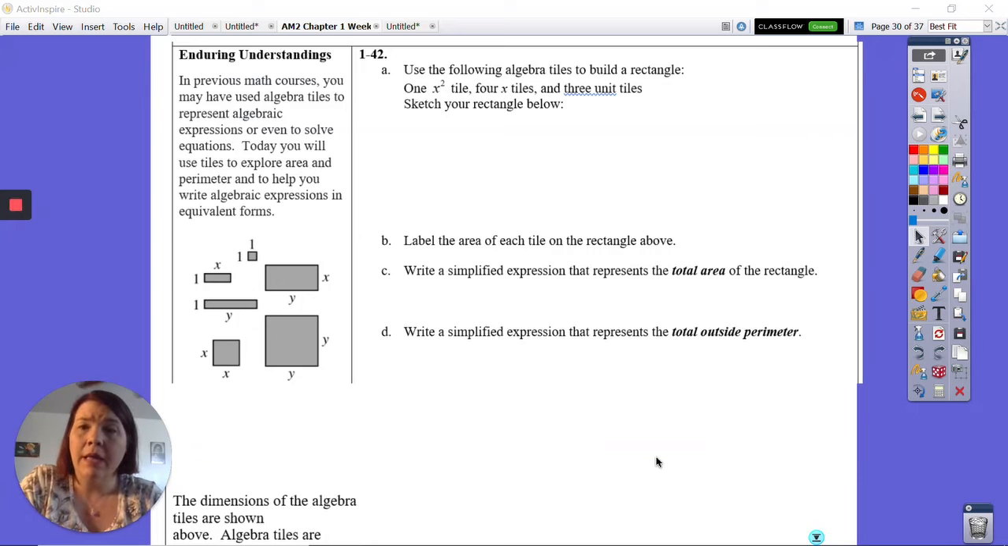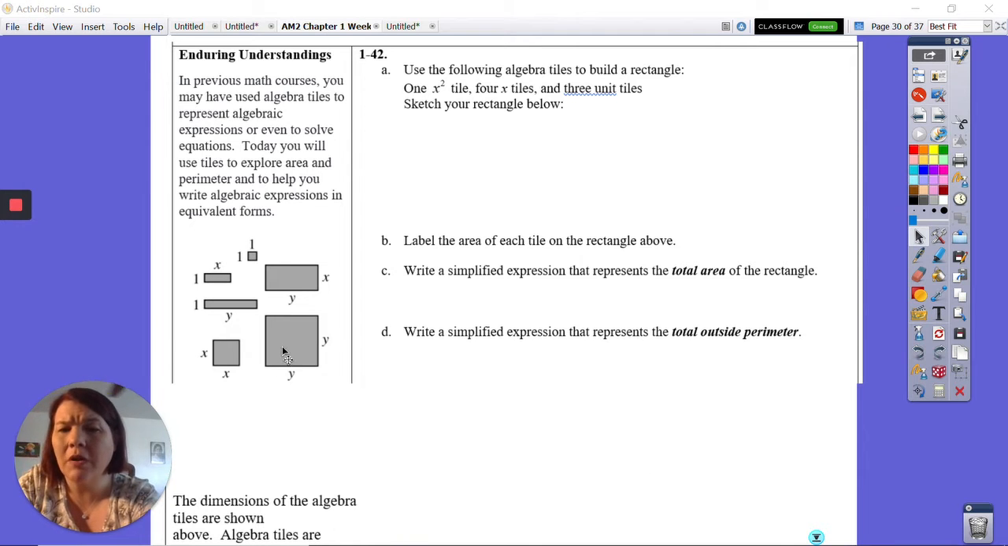All right, so we're here, and this is lesson 1, 2, 3. So that's always easier to remember. In previous math courses, so in Math 1, we should have used algebra tiles. We didn't use them very much, but we did use them every now and then. I wish we had used them more. So we're going to spend a lot of time with algebra tiles in this class.